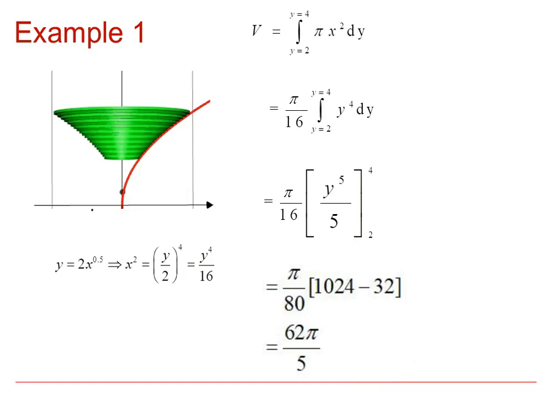So here we have a clearer illustration of what's happening, and the really important part of this process is to make sure you've got a correct version of x squared ready to sub into your formula. V is the integral of pi x squared dy. So that's the really important step. And don't forget your limits are y going from 2, y going to 4.